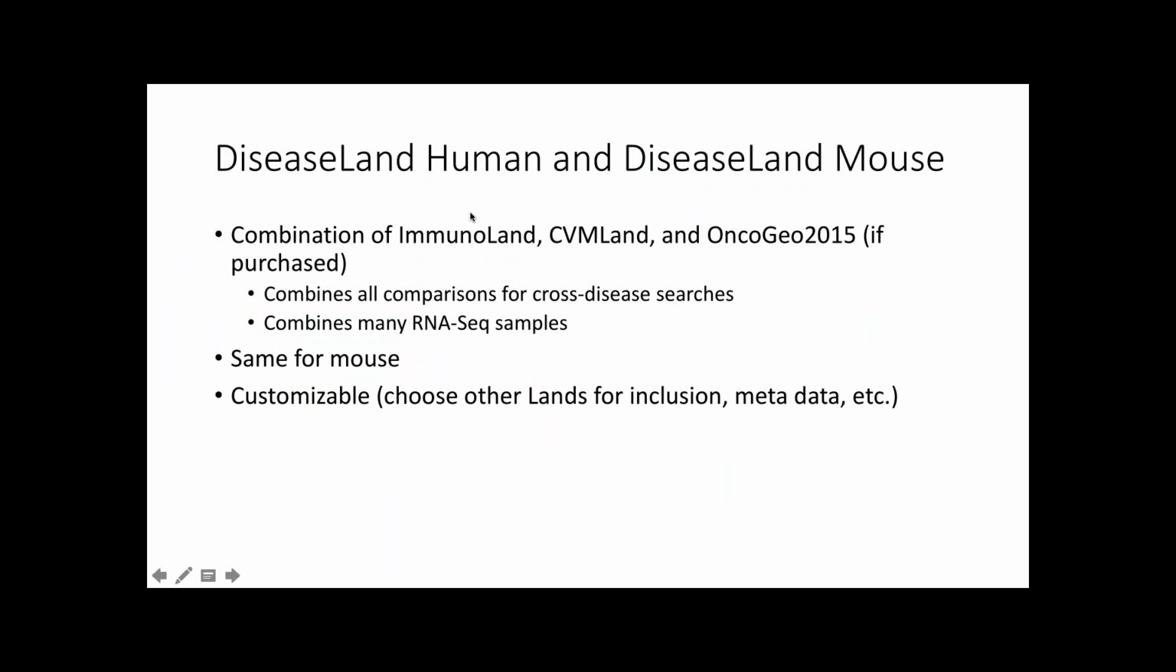There's a concept called virtual lands in our system, and it's combinations of lands. If you've purchased all three of our disease lands, ImmunoLand, CVMLand, and OncoLand, we can help you create a virtual land that actually combines everything. I rarely talk about the mouse, but we do have an equivalent land for ImmunoLand and CVMLand for mouse, and then you can make these virtual lands customizable. I'm going to show you one where I just combine these three, but there are other oncology lands out there that you might include in there.